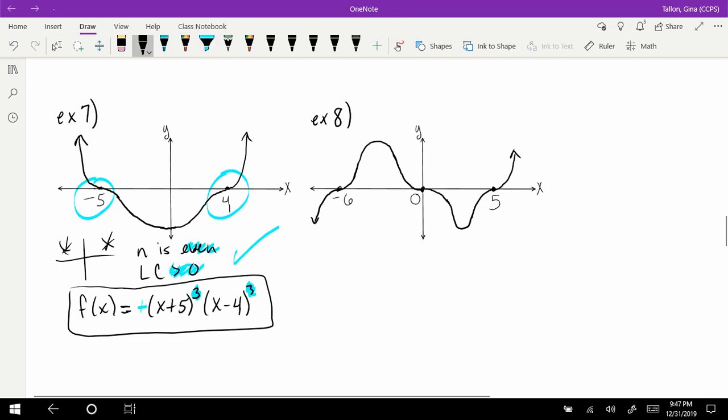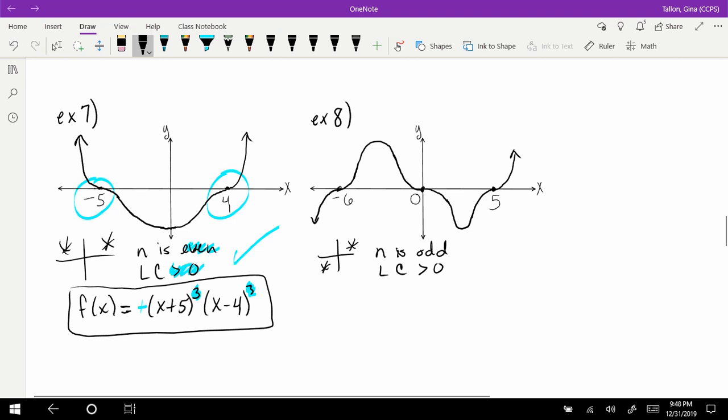Let's move on to example 8. I'm looking at a function here that is starting low and ending high. Do you know an easy polynomial function that starts low and ends high? I do. It's y equals x cubed. So therefore I know that n is odd, just like y equals x cubed. And I also know that my leading coefficient is once again positive. Not negative in this case, positive, because y equals x cubed starts low and ends high also.